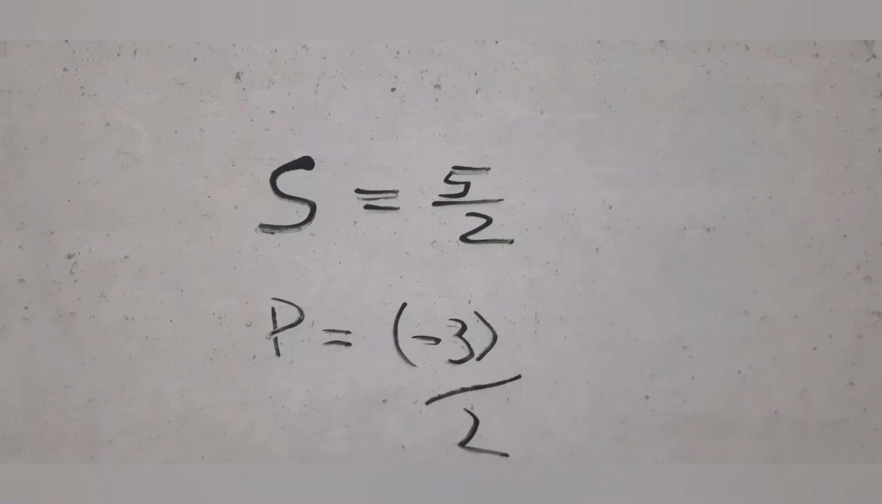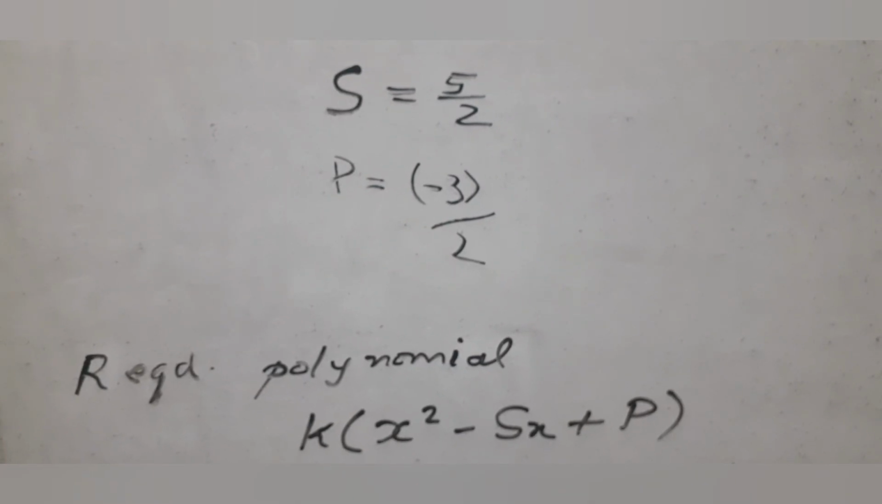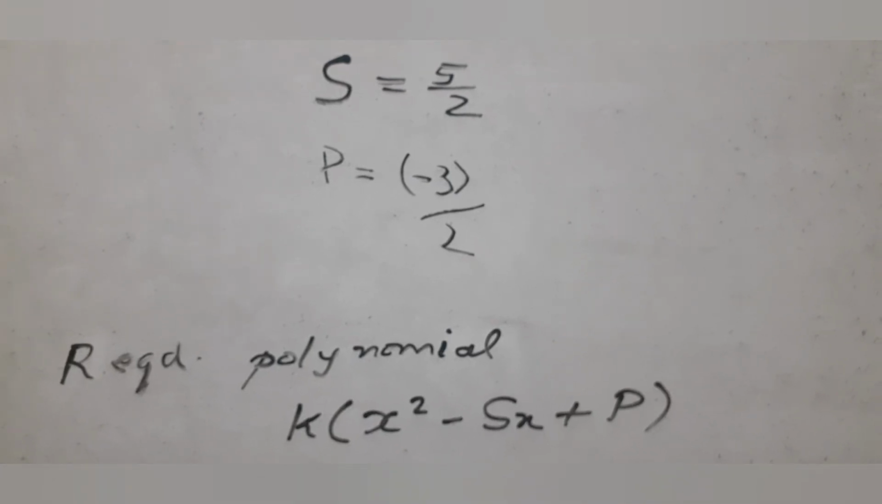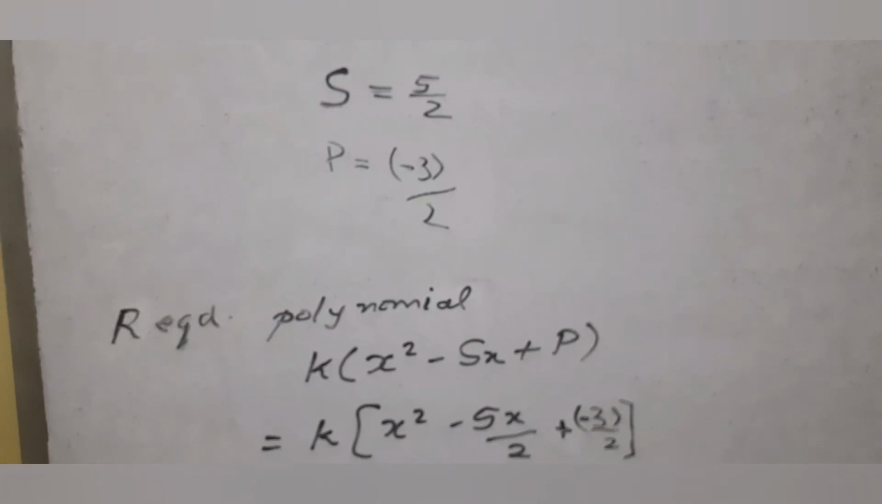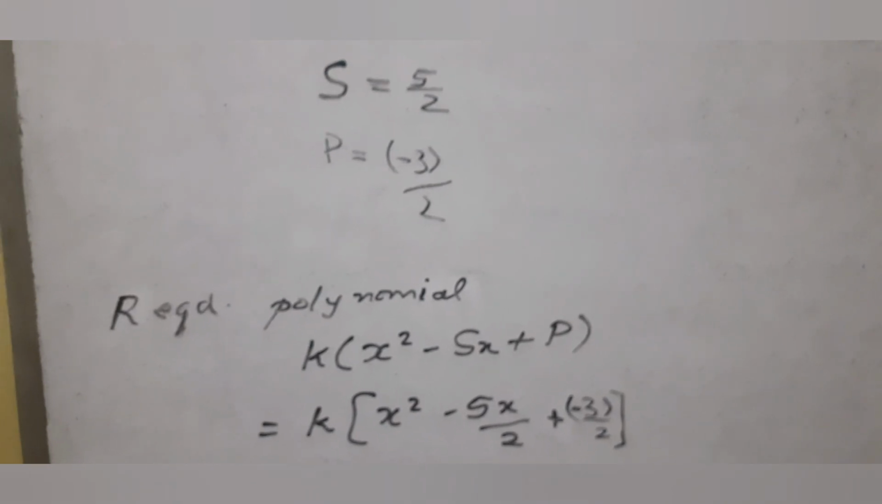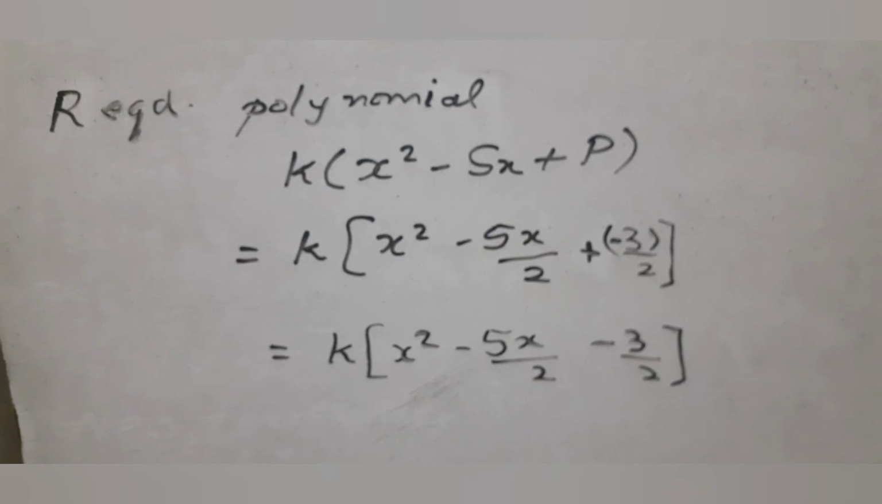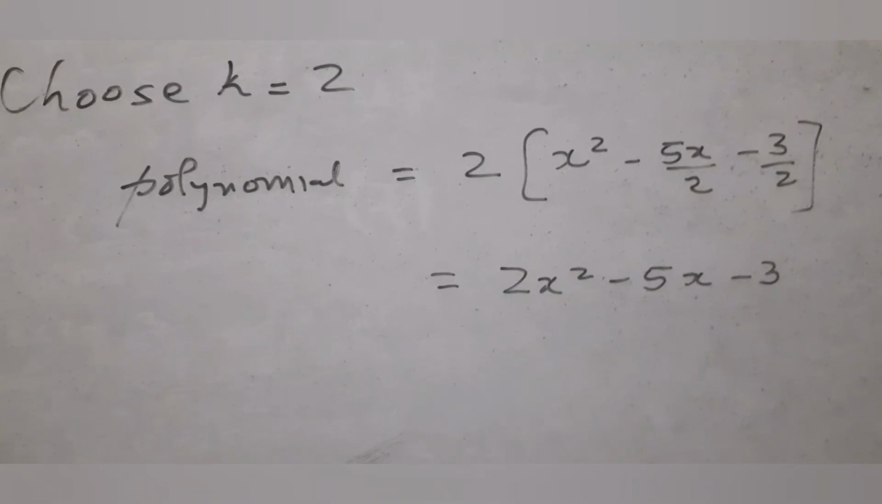Substitute these values to obtain the new polynomial. Choose k equal to 2 to avoid the fractions.